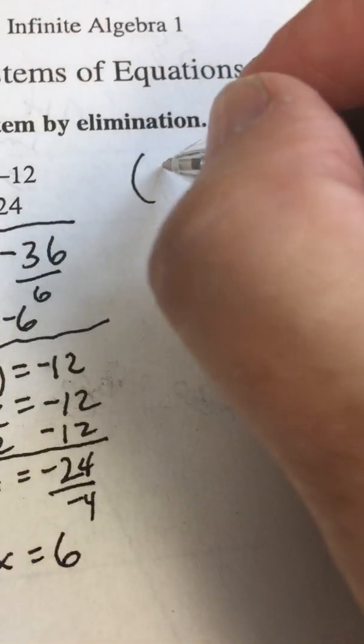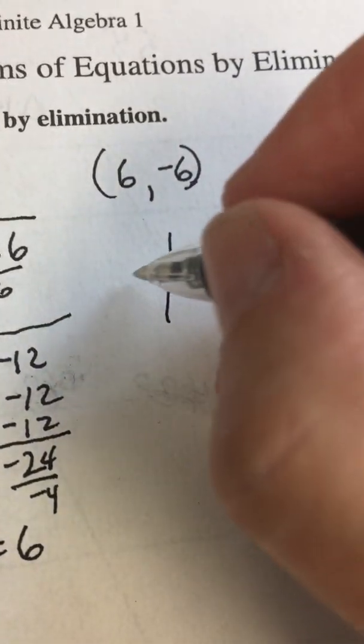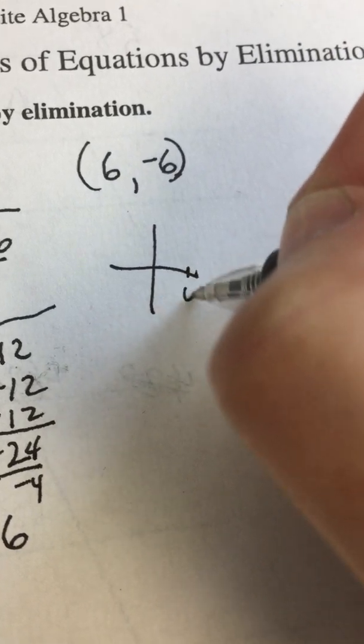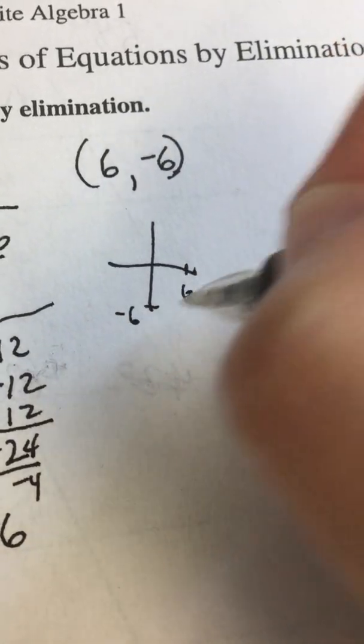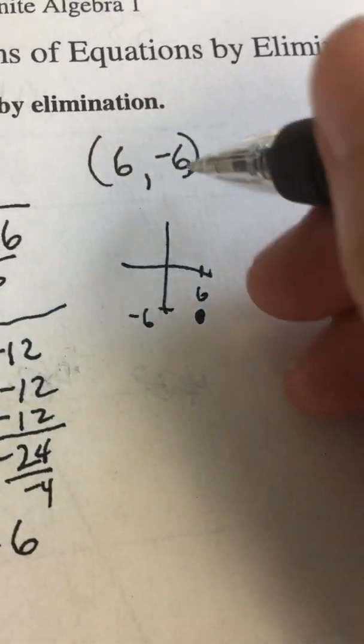So this point, 6 comma negative 6, on a coordinate graph, I don't know what the two lines look like necessarily, but if I go over 1, 2, 3, 4, 5, 6, and I go down to negative 6. So over 6, down 6, there's a point right here where the two lines intersect, and that point is my solution to that.